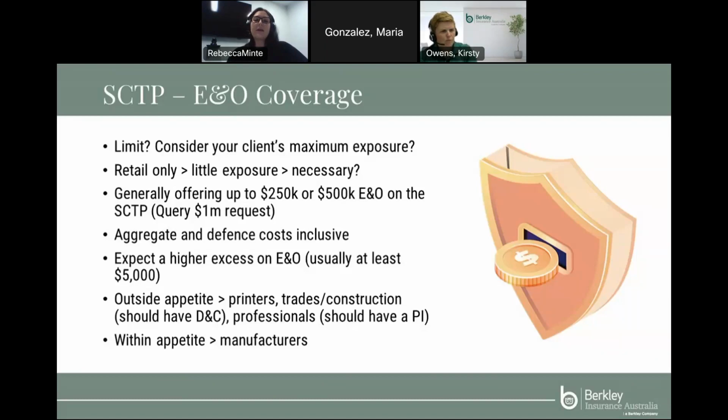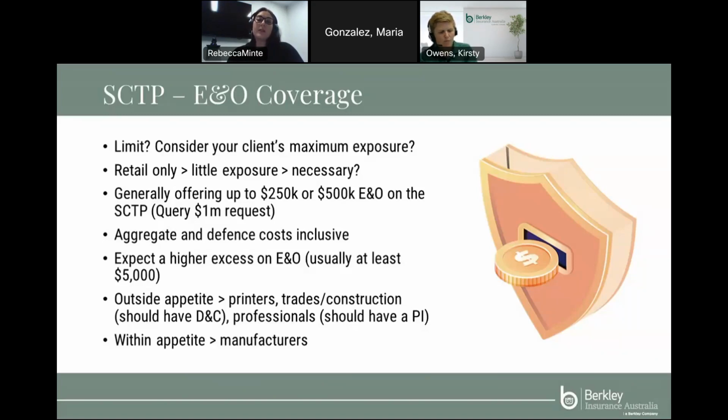Outside appetite for us, I would say printers. You'll notice on the printer codes on SCTP, we have a printer's E&O exclusion, so we're not intending to cover any of those claims. We write a lot of PI for printers on open market, so if you have a printer client who needs that coverage in place, just send us a submission on open market and we'll look at it there for you.